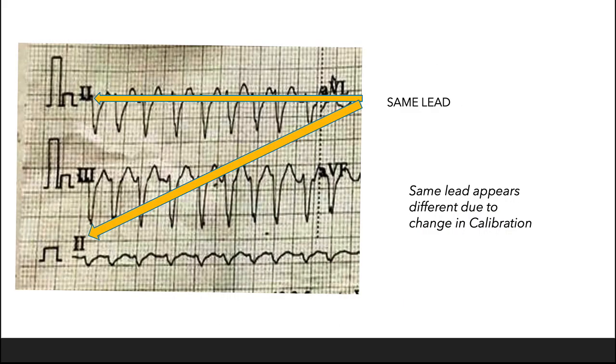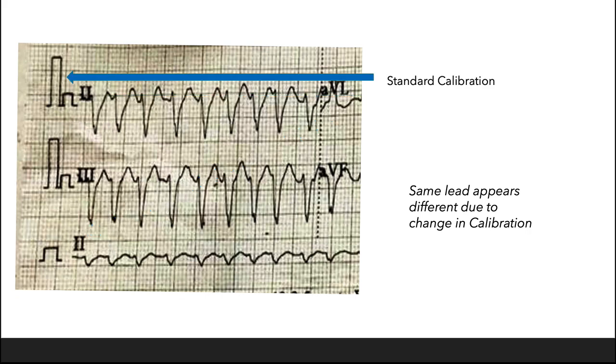Now I'm going to show you the importance of looking at calibration. If you look at this ECG, you have the same lead 2 which is in the first line and in the third line. So it's the same lead, but if you look at the complexes, they look quite different. Now look at the calibration bar. In the first one, that open rectangular calibration bar looks larger than the one on the third line. This is because the first line is a standard calibration, whereas the third line is a quarter calibration. And based on that, you can see the difference in the size of the complex in the first line and in the third line.